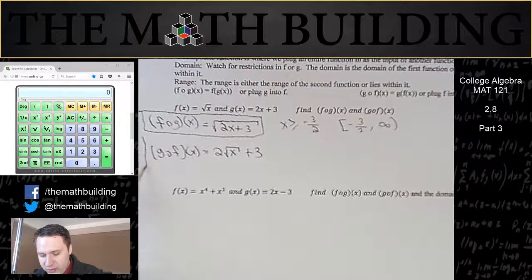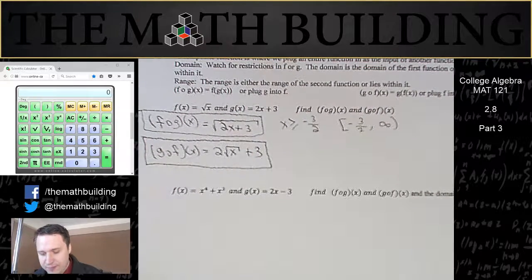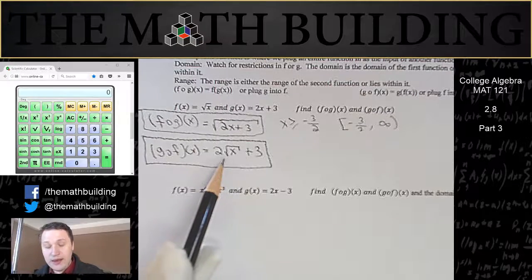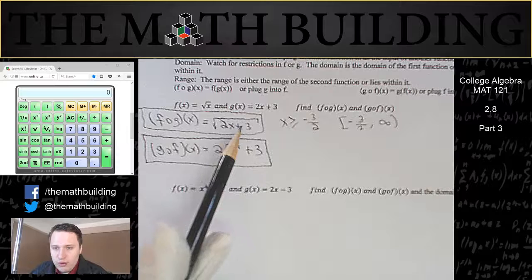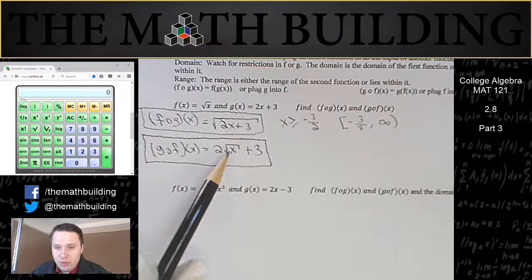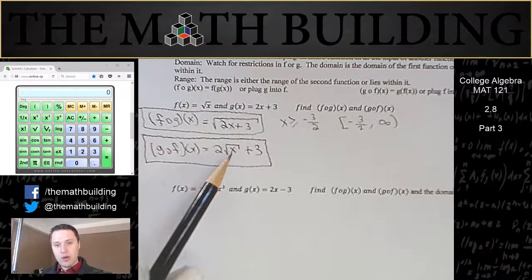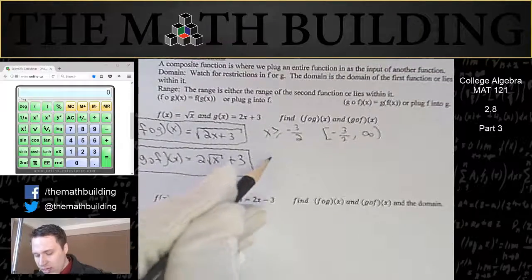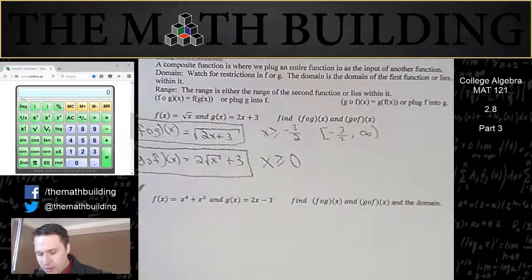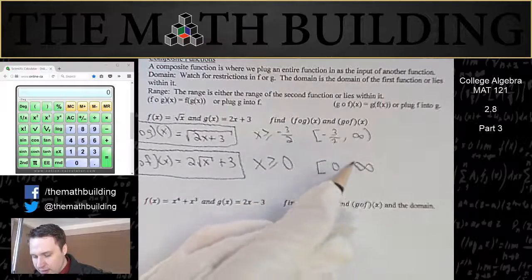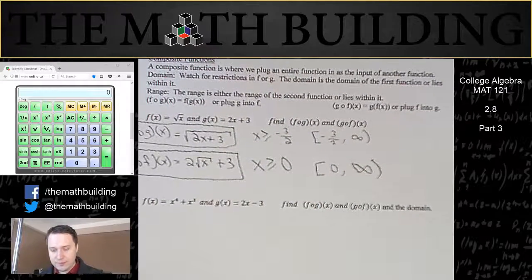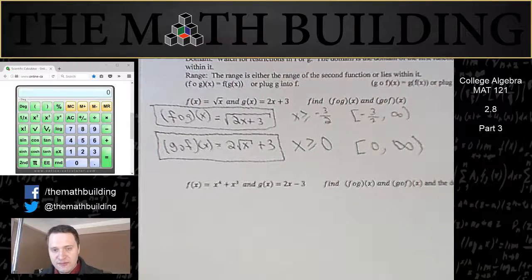So look at the difference between f of g and g of f. Notice also the domain is going to be different as well, because in this case, we had 2x plus 3 in the square root, but here I only have the square root of x. And so in this case, x just has to be bigger than or equal to 0, because we only have x in the square root. So the domain of this one is 0 to infinity. So that's a little easier. So that's how you find f of g and g of f.